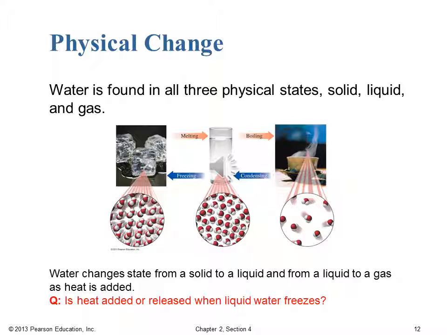heat. So when water changes from a solid to a liquid, that requires the input of heat energy. From a liquid to a gas requires the input of heat energy. But when the gas condenses or the liquid freezes, those actually release some energy. Likewise, you could go directly from solid to gas, and that would require energy, and then finally going directly from gas to solid would release energy.